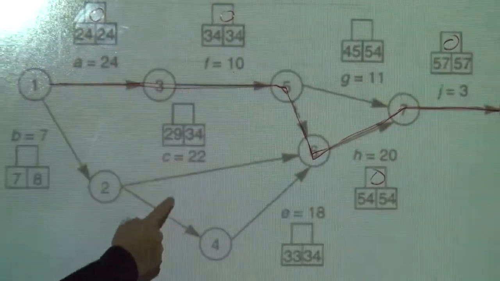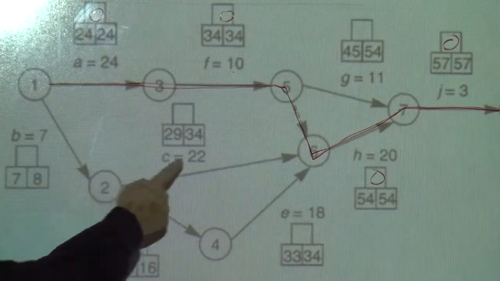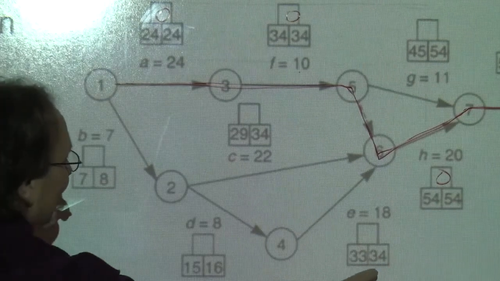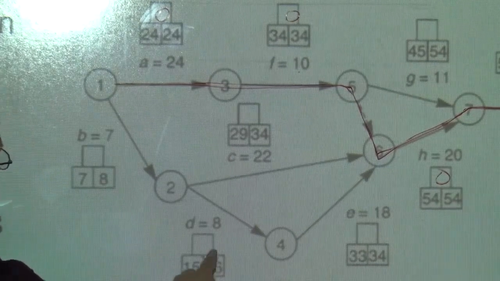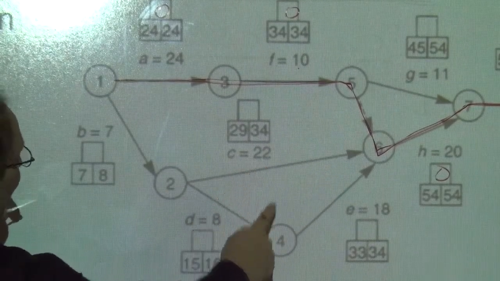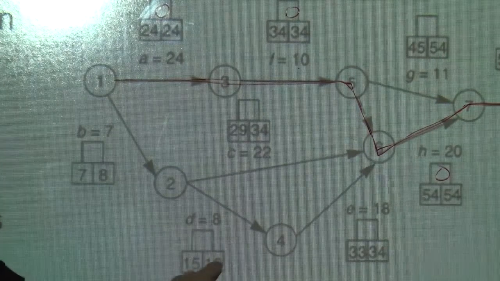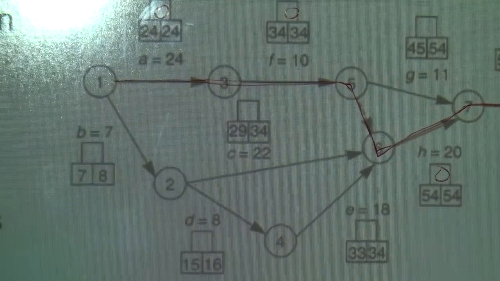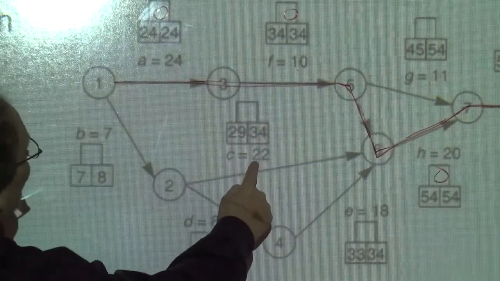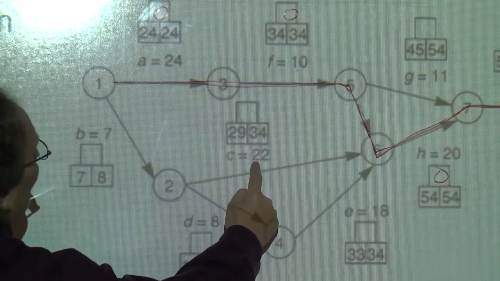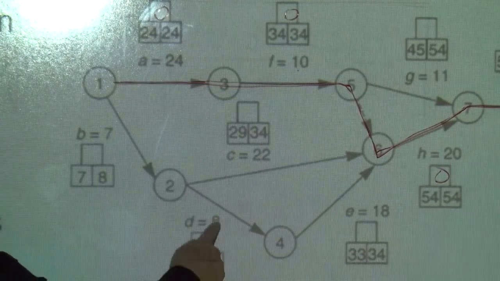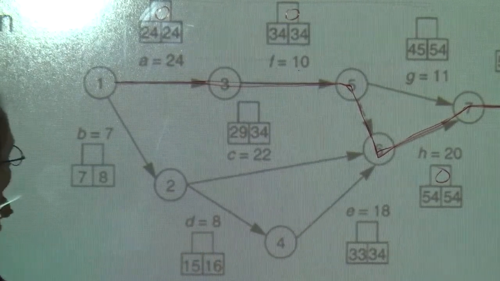And this one, 34 minus 22 is 12. And 34 minus 18 is 16. 16 minus 8 is 8. This 8 comes from there. So those are the latest finishes. Actually, it can't be 12, because this one would have to be from this path right here. So that would be 16 minus 8 is 8.